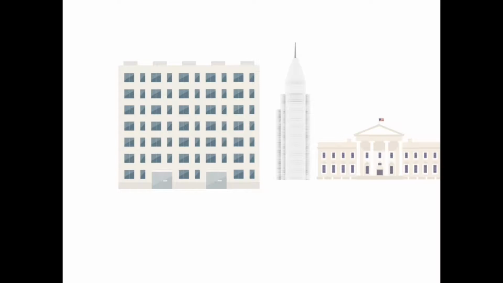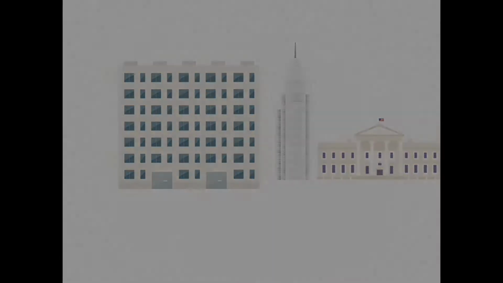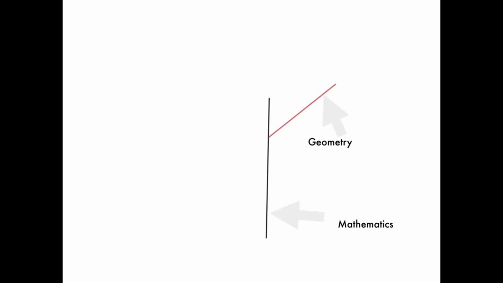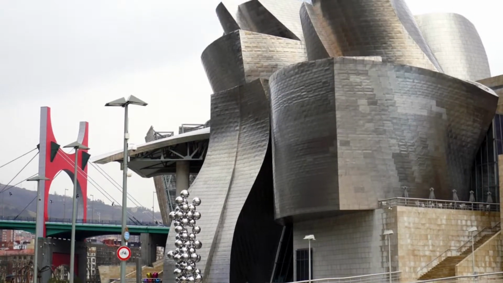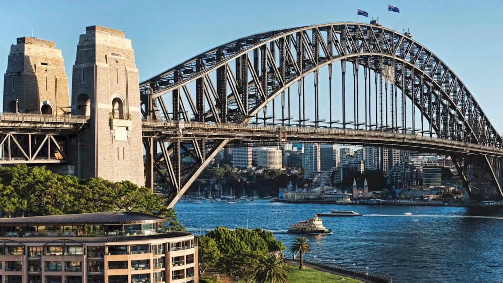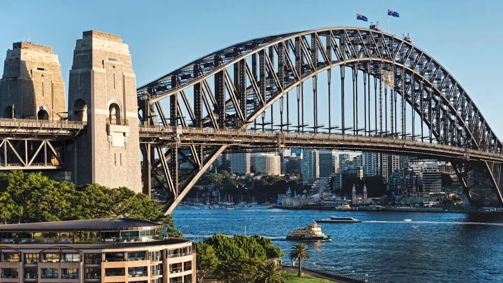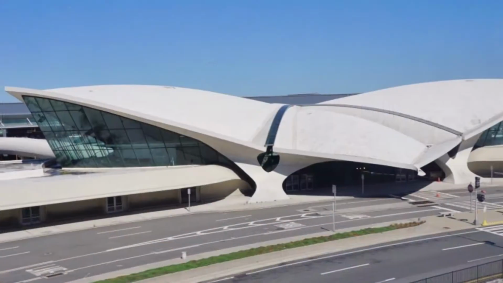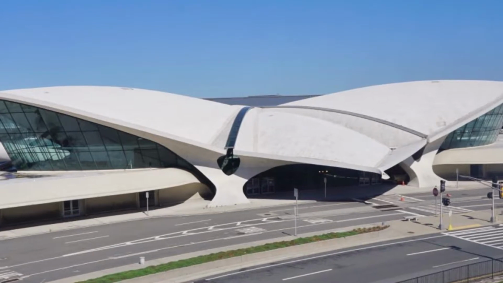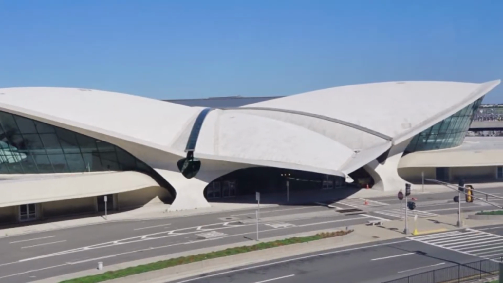Architecture is the practice of designing and constructing buildings. Geometry is a branch of mathematics concerned with shapes, lines, and angles. Geometry and architecture have long been related. Geometry has helped the progression of architecture in various different ways since its inception. And in this video, we'll explore key buildings in architectural history and how different geometrical formulas contributed to them.